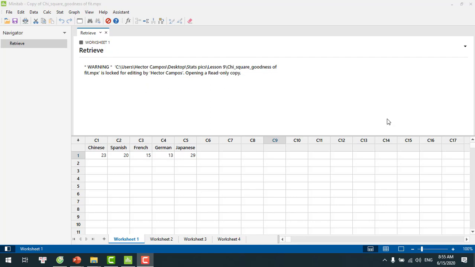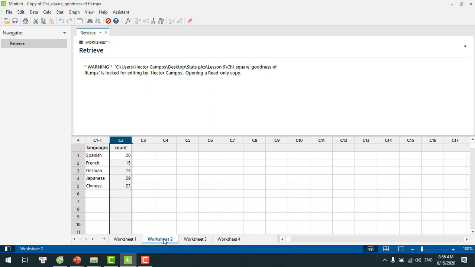chi-square test of independence, also called test of association. Now here, remember that we had worksheet 1. This is where we had the languages and then the number of students that signed up for each language at one university. We saw that we had to rewrite the data this way. So we had to have 2 columns, one column for languages, and the other column for the count for those languages. That's the only way that we could run the chi-square goodness of fit test.